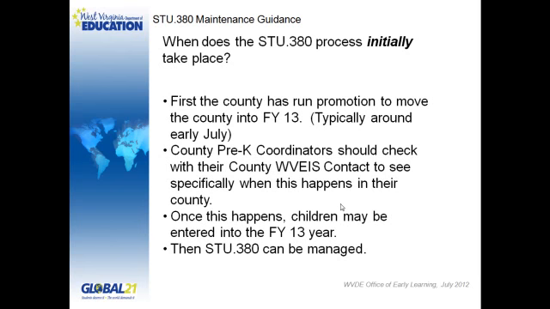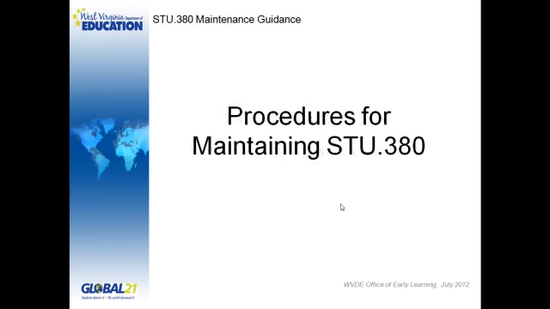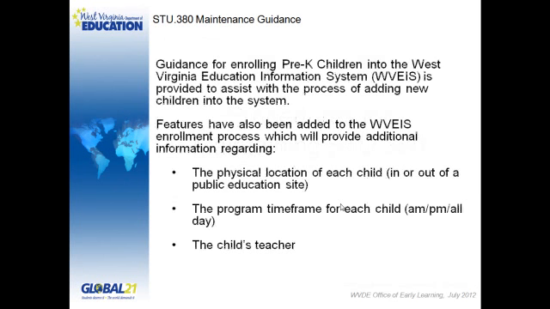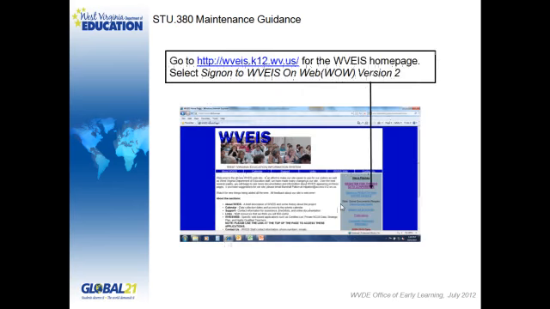After it happens, children may be entered into the fiscal year 13 year, and then STU 380 can be managed from there. So here are the procedures. WVEIS's STU 380 menu item provides information about the physical location of the child, the program time frame for each child, and then the child's teacher if they are in a public school building. If they're at an off-site location, then we know that teacher isn't captured, but the site is captured. So if you're a county pre-K coordinator and you're new to this, these steps will be really helpful for you.